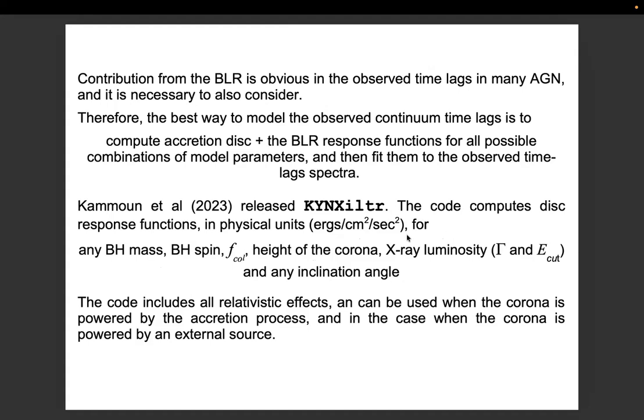Of course, the code includes all relativistic effects, and it also gives you the ability to choose how your corona is powered. Is it powered by the accretion process? So do you steal energy from your accretion and give it to the corona with an anode mechanism? Or is the corona powered by an external source? The time lags are different in these two cases, but you can do it with this code.